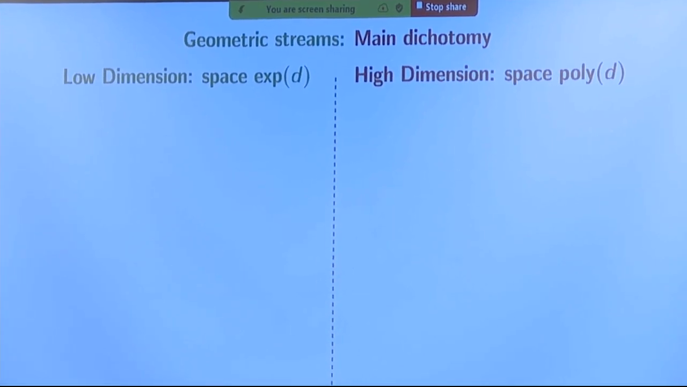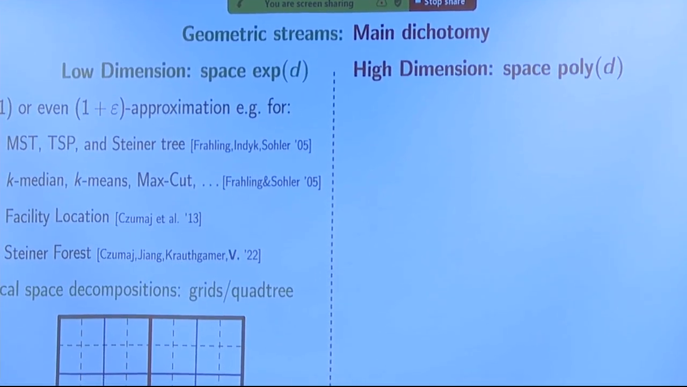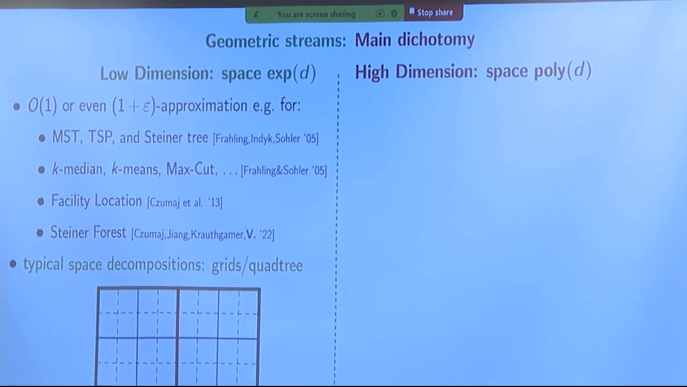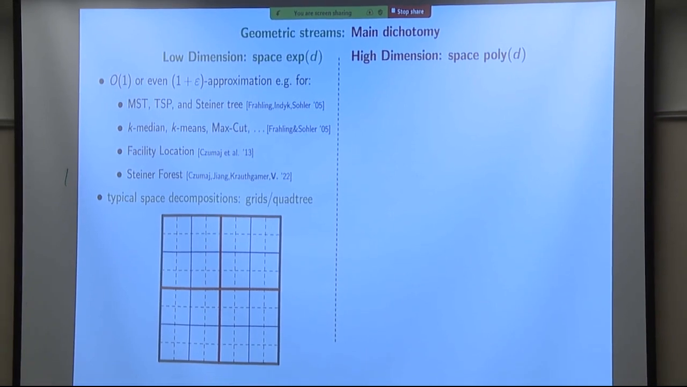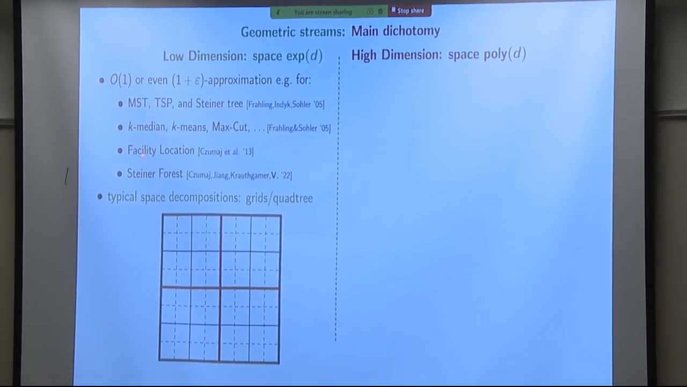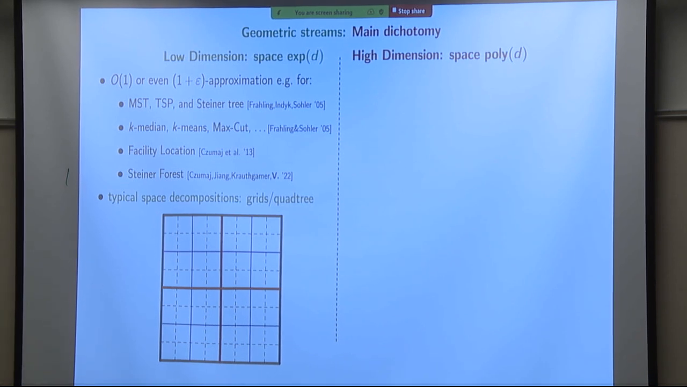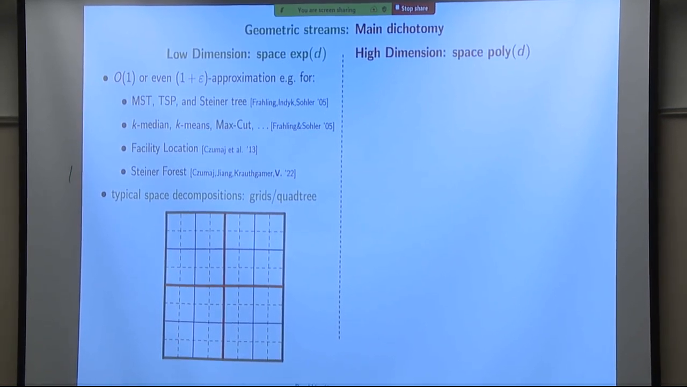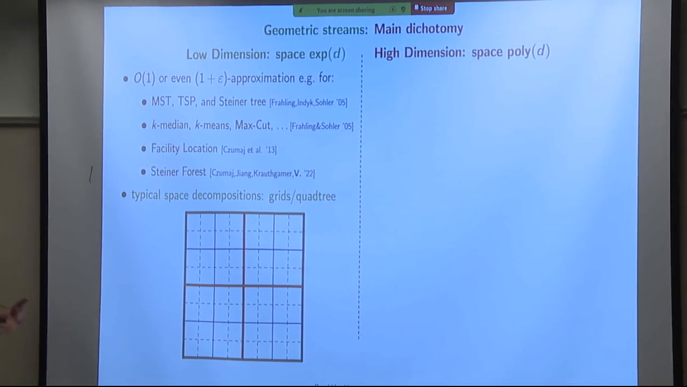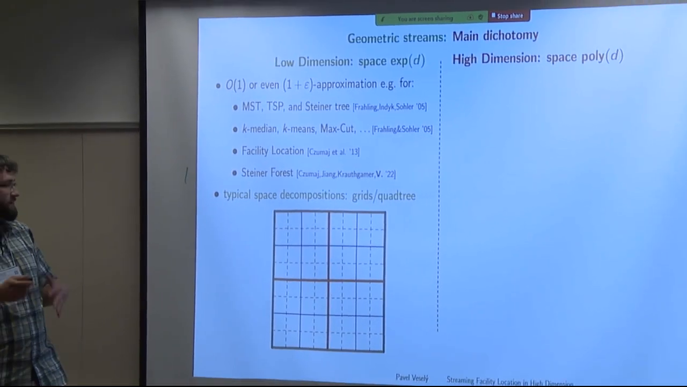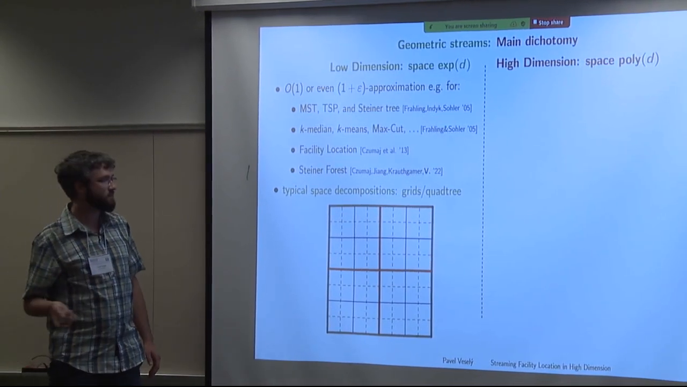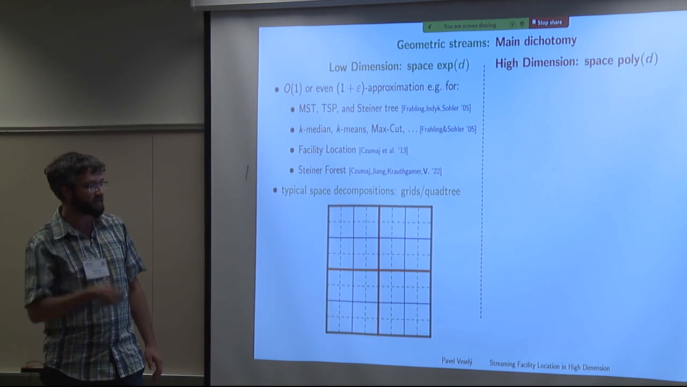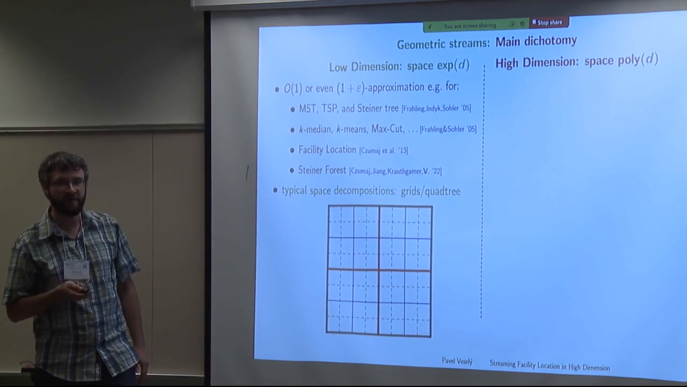Of course, it's much easier to deal with low-dimensional spaces. There are already lots of results, which I will not go over in detail. Let's say constant approximation, and especially for facility location there's an approximation scheme. The way you typically approach it is that you partition the space using grids, let's say randomly shifted grids or quadtrees, which give you an embedding that you can use to design your algorithm.